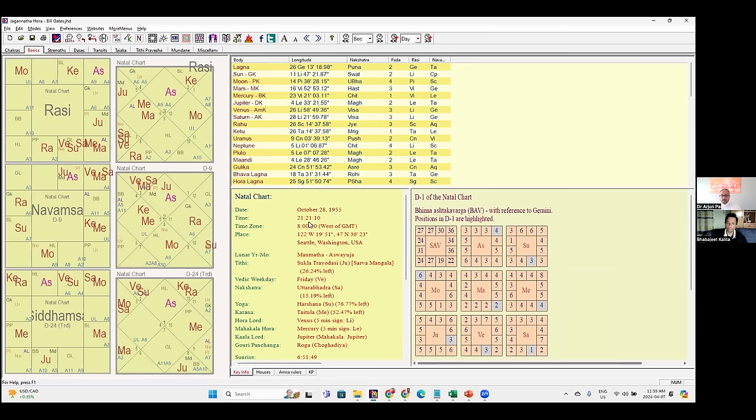21 hours and 10 seconds. This is Seattle, Washington, the birth time of Bill Gates. He's a Gemini rising, and the Moon is sitting in Uttara Bhadrapada, fourth pada. Now let us look at one event of his life.